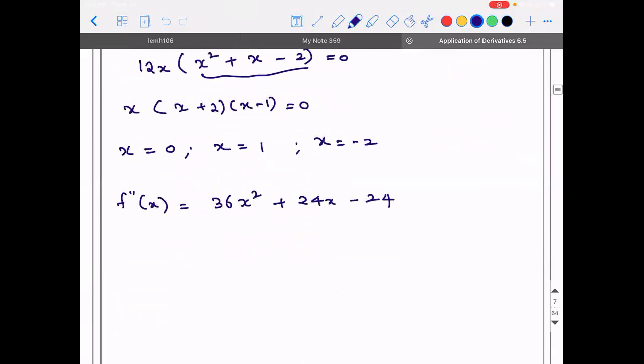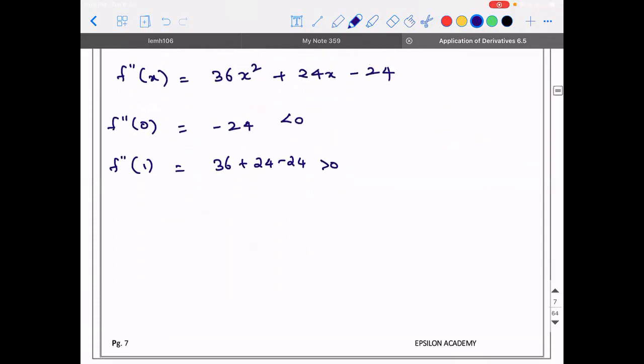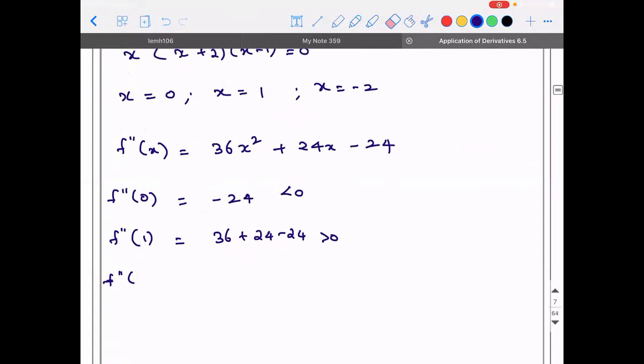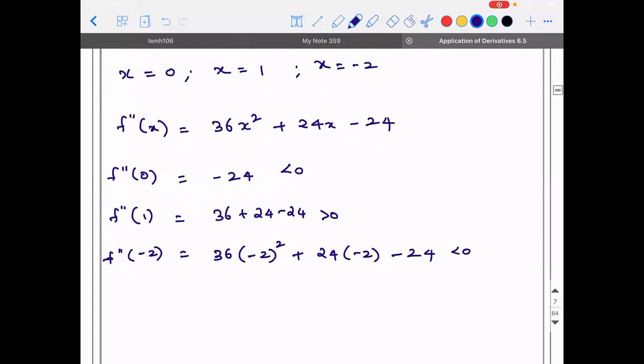So what are we supposed to do? Check f double dash of 0. It is minus 24, less than 0. f double dash of 1, it is 36 plus 24 minus 24, greater than 0. f double dash of minus 2, how much is that? 36 into minus 2 the whole square plus 24 into minus 2 minus 24. So this will be a positive value, sir.